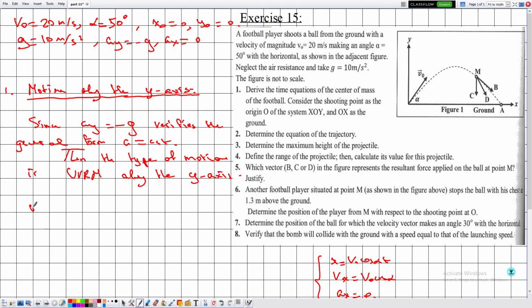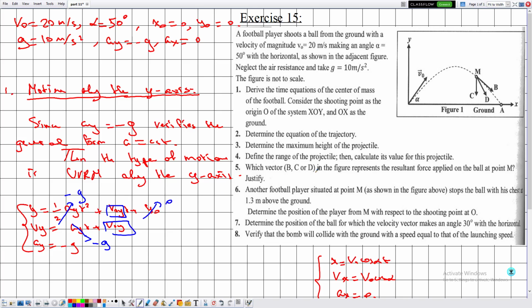And in this case we can use the following equations. y is equal to half ay t squared plus v0y t plus y0. vy is equal to ay t plus v0y, and ay is equal to minus g. So in this case we already know the value of ay, which is minus g. Now it's left to determine v0y.